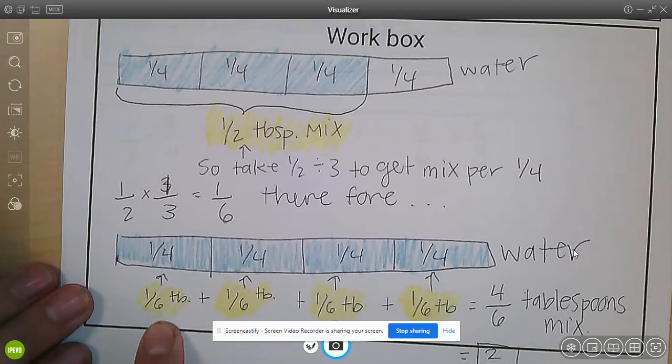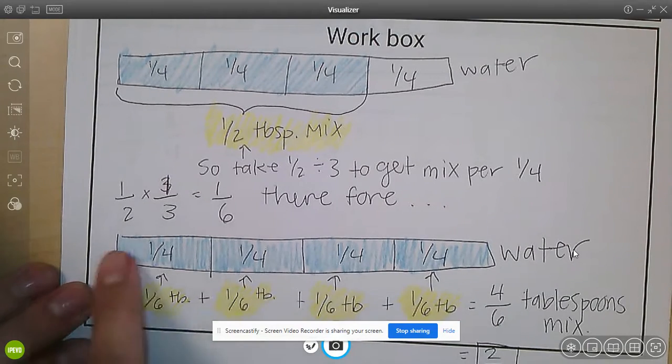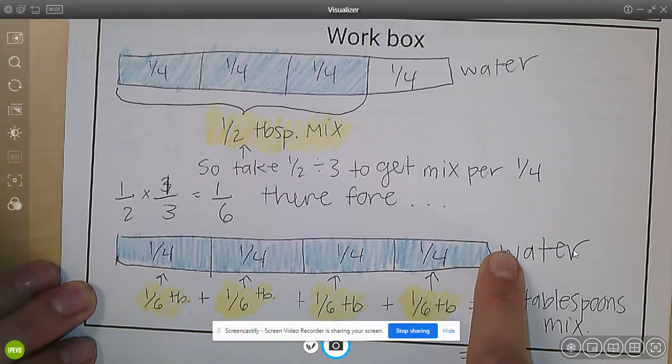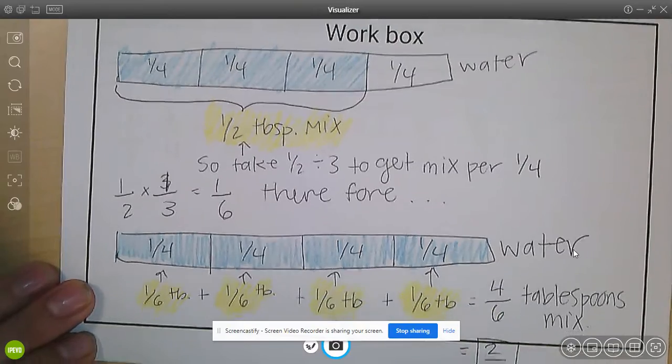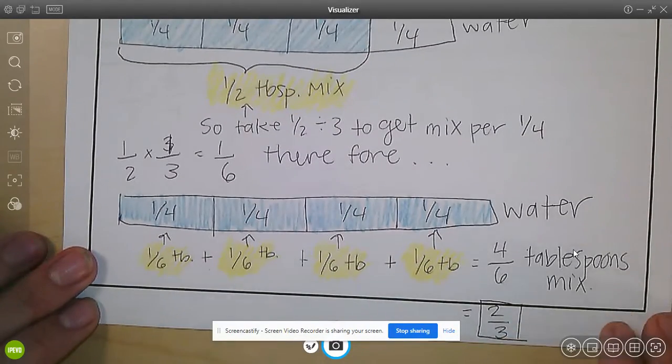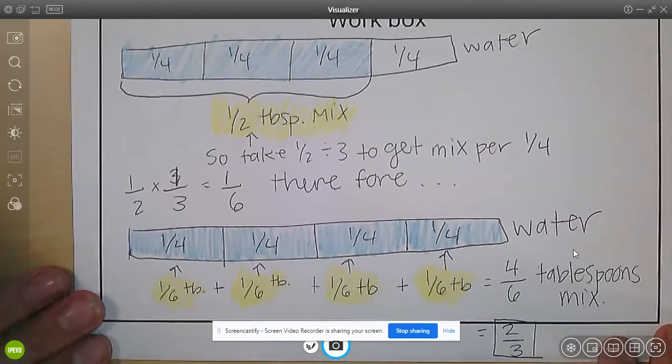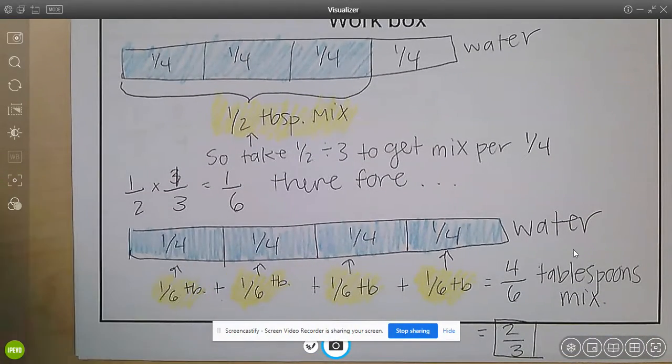Okay, so the question was asking me how much drink mix I would need for an entire cup of water. So every 1/4 cup will be 1/6 tablespoon, 1/6 tablespoon, 1/6 tablespoon, 1/6 tablespoon. If I add all these up, I end up with 1, 2, 3, 4 sixths of a tablespoon, which also simplifies to 2/3. Okay, so you're going to want to draw and label a diagram that works for your drink recipe. If you need to pause the video so that you can look at mine more closely, do that now.